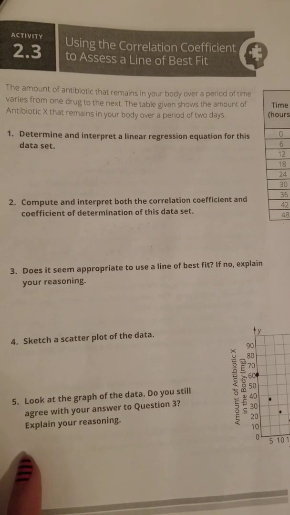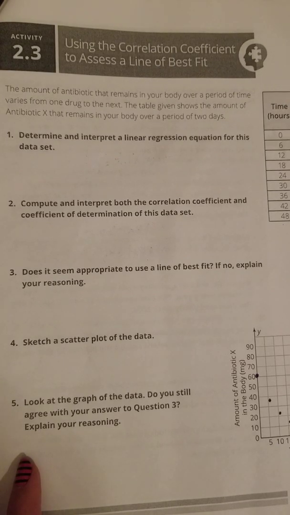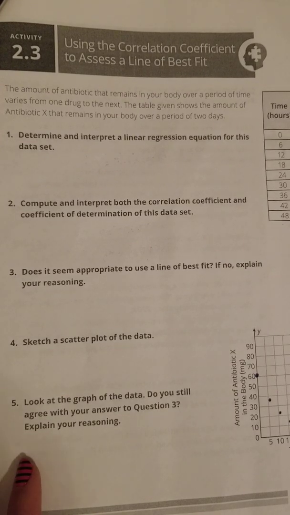All right, we're going to start the second part of the lesson in Module 1, Topic 3, Lesson 2, starting off with Activity 2.3, using the correlation coefficient to assess a line of best fit.